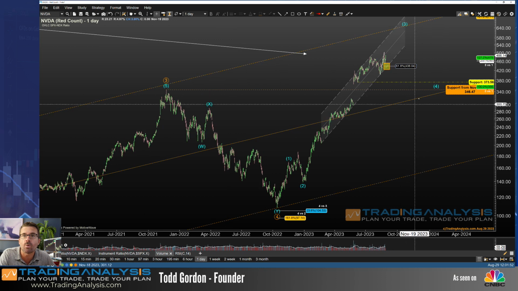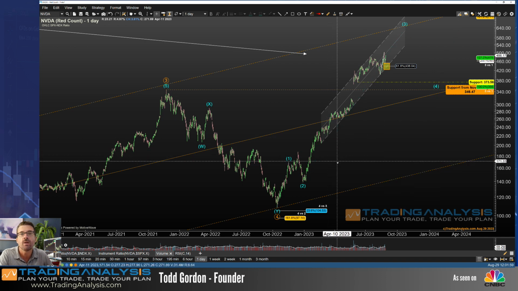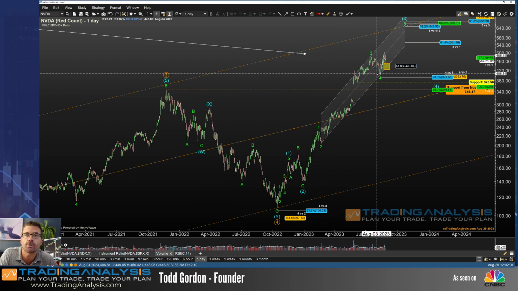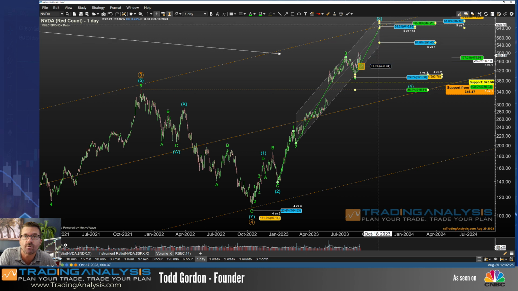Okay, now this is going to be the intermediate degree right here. I don't have it as completing yet. I have this as minor 1, minor 2, minor 3, minor 4, and I think we are mounting an attack, as I said, up into that second Fib resistance zone, approaching the 700 mark. Now, that's going to be the end of the year into Q1 or Q2 of next year. But I do think that we have evidence to say that we are reaching for 5 of 3.